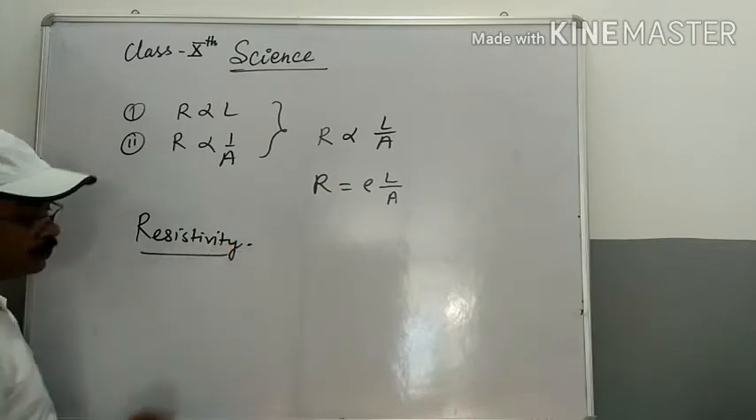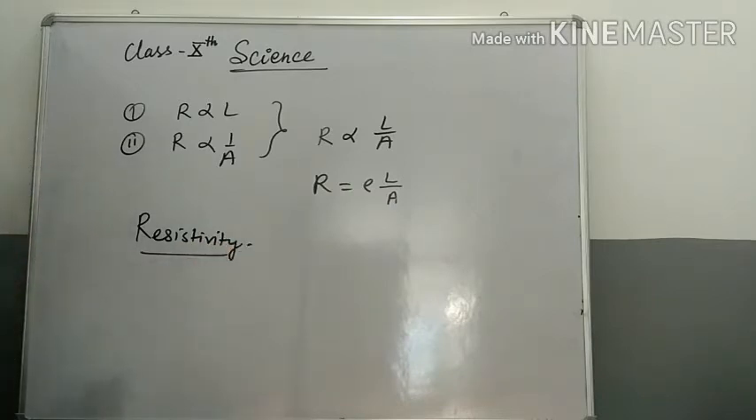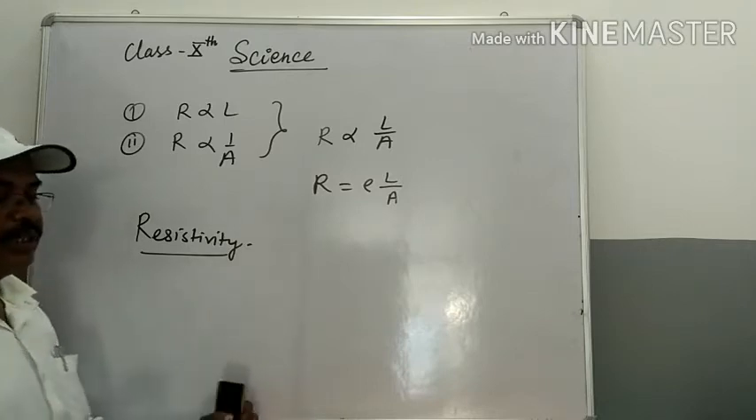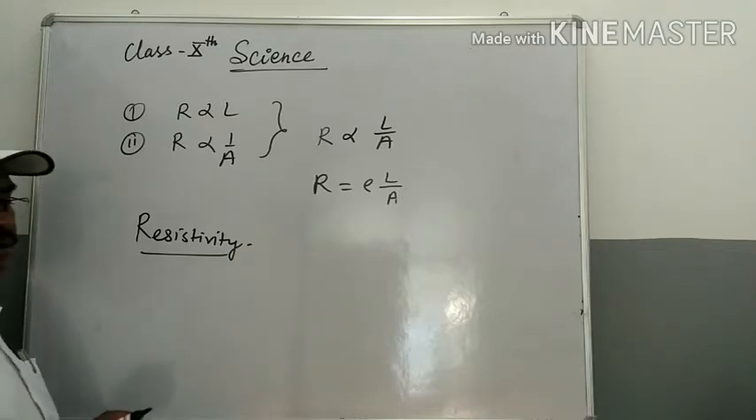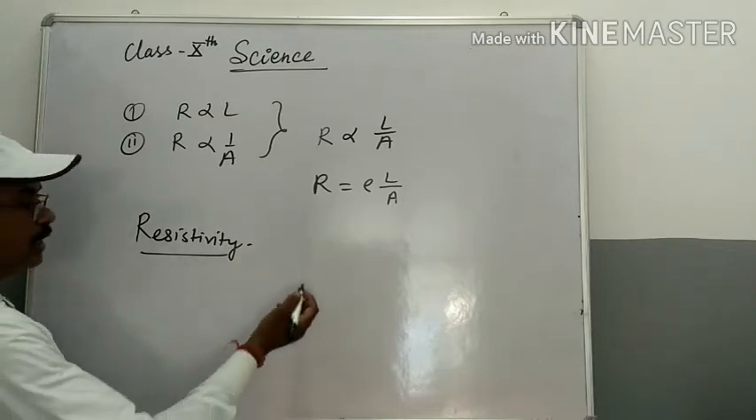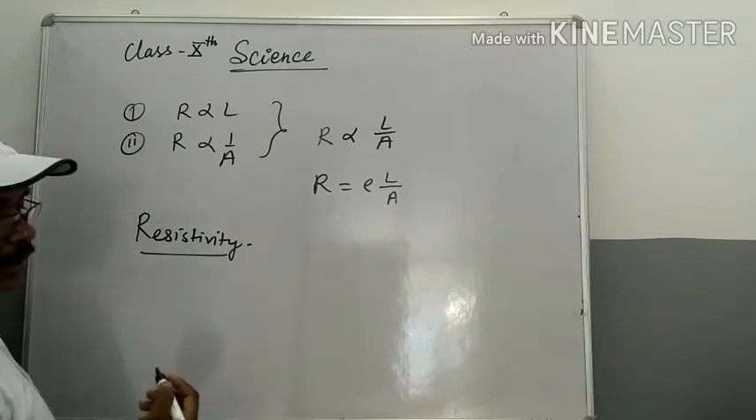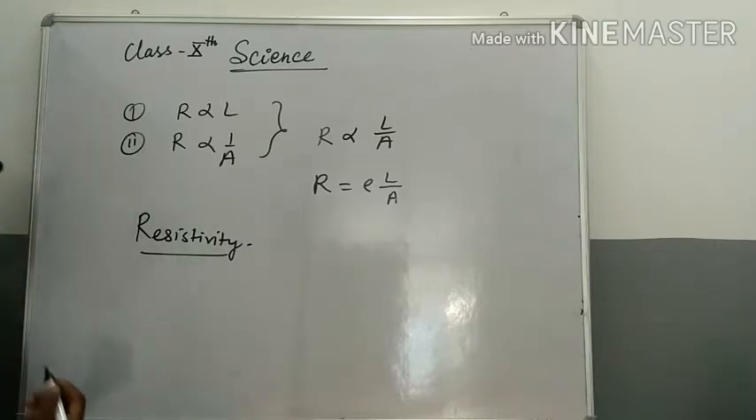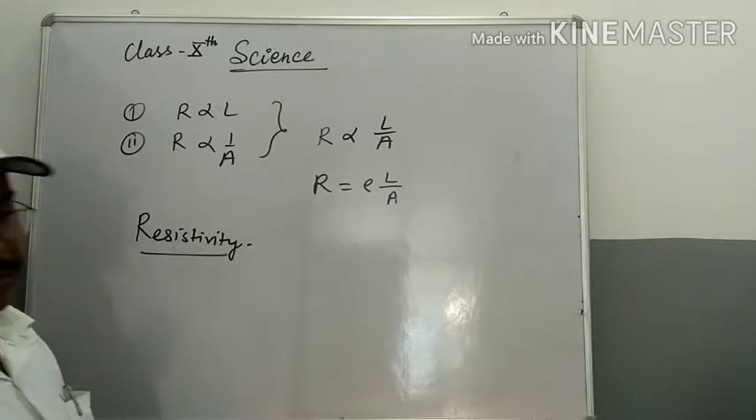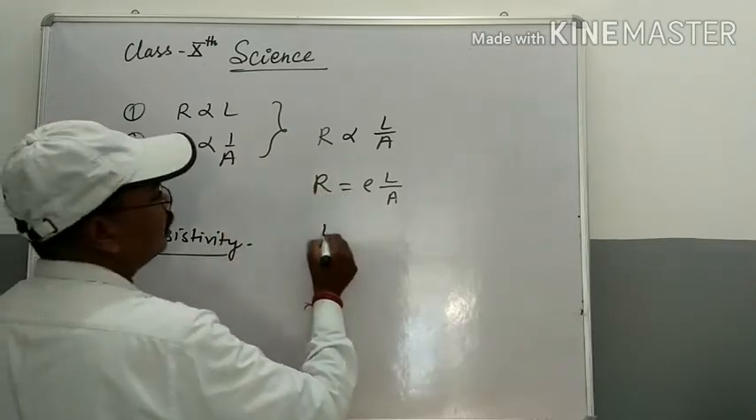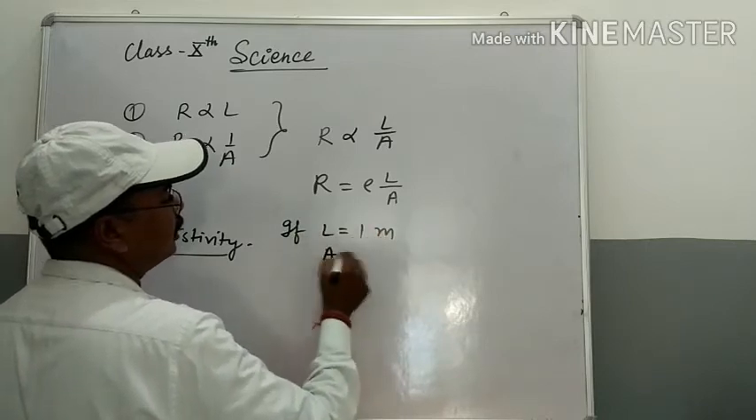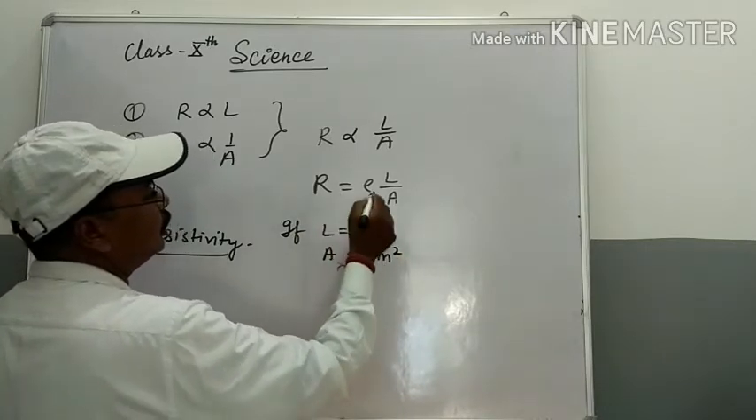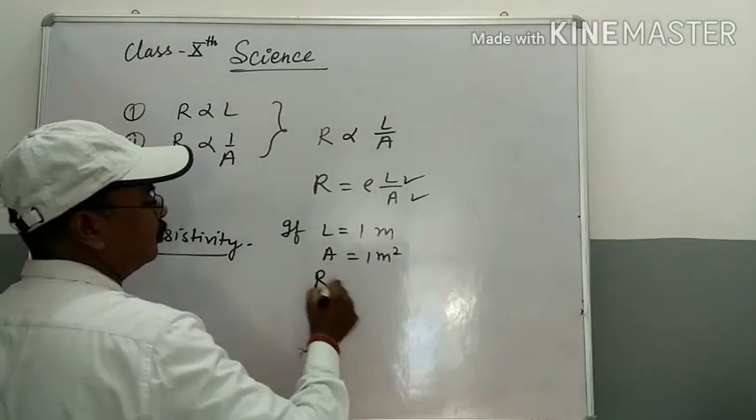What is resistivity? I have already told you. Resistivity of a given material is defined as the resistance offered by a cube of the material of side length 1 meter, with current flowing perpendicular to the opposite faces. If the length of the conductor is 1 meter and cross-sectional area 1 square meter, then R is equal to rho.